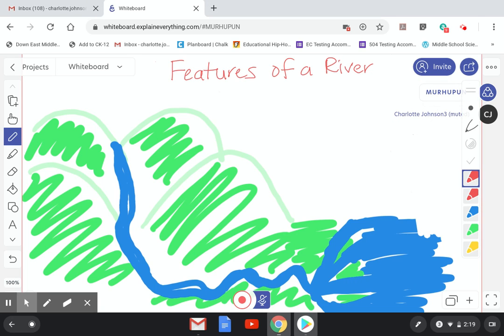So, when we talk about features of a river, we're talking about different characteristics that make up a river system. And before we start anything, you need to remember that a river system starts at its river source.